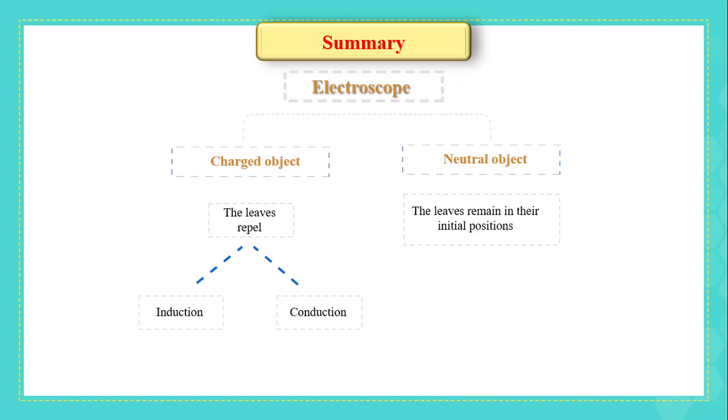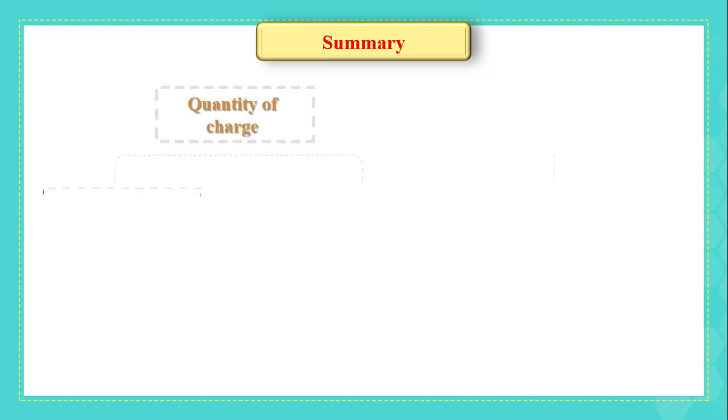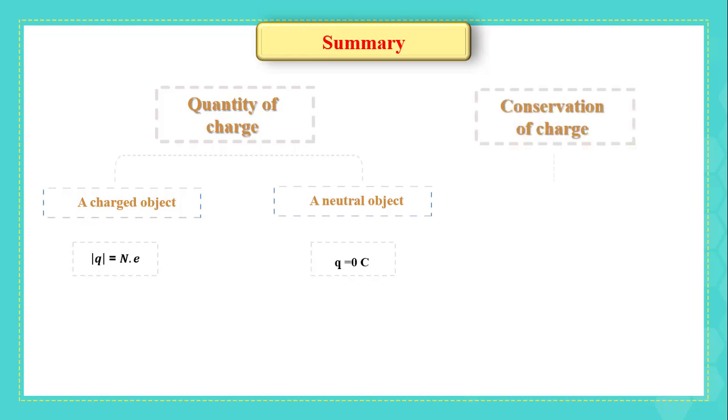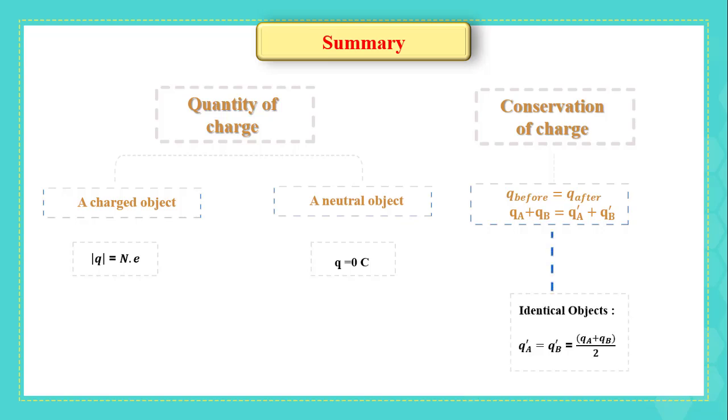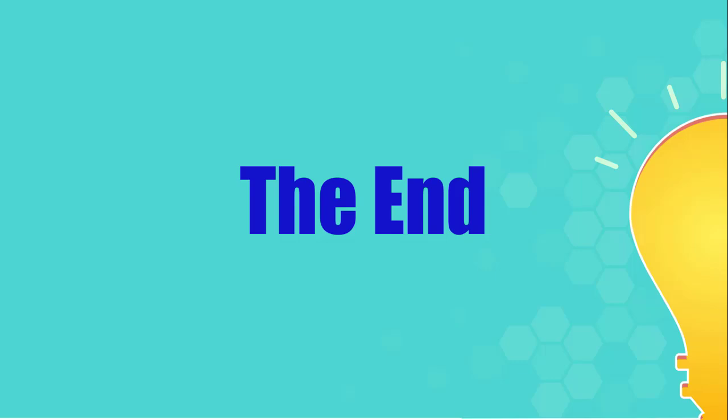And for quantity of charge, for a charged object, Q equal N times e, and if the object is neutral, Q equal 0 coulomb. And finally, for the conservation of charge, we have the expression Q before equal Q after, meaning QA plus QB equal Q prime A plus Q prime B. And we have a special case for identical objects: Q prime A equal Q prime B equal QA plus QB over 2. This is the end of part 4 and of the lesson.